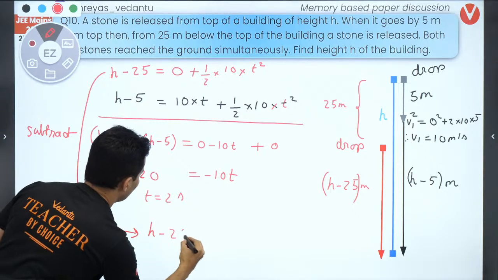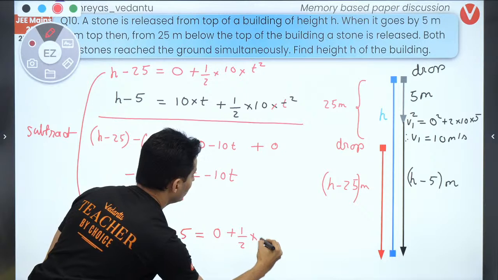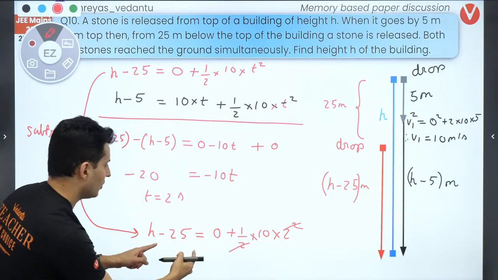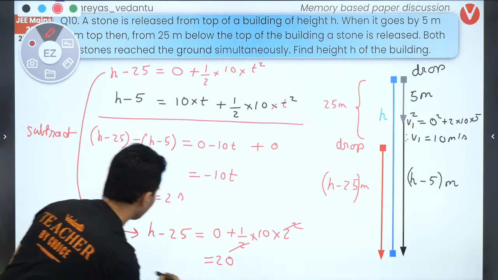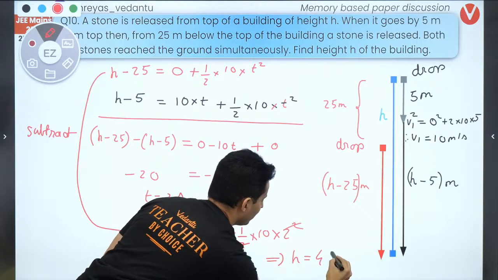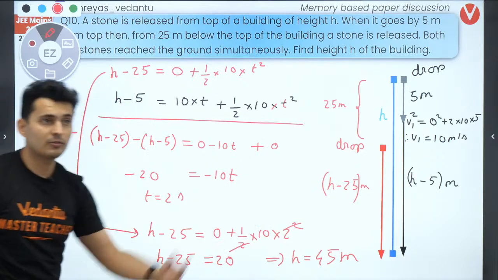h minus 25 is equal to 0 plus half into 10 into 2 square. So one of them goes, and you will have this as 20. So h minus 25 is 20. That means h is 45 meters. Take 25 over there, 20 plus 25 is 45.